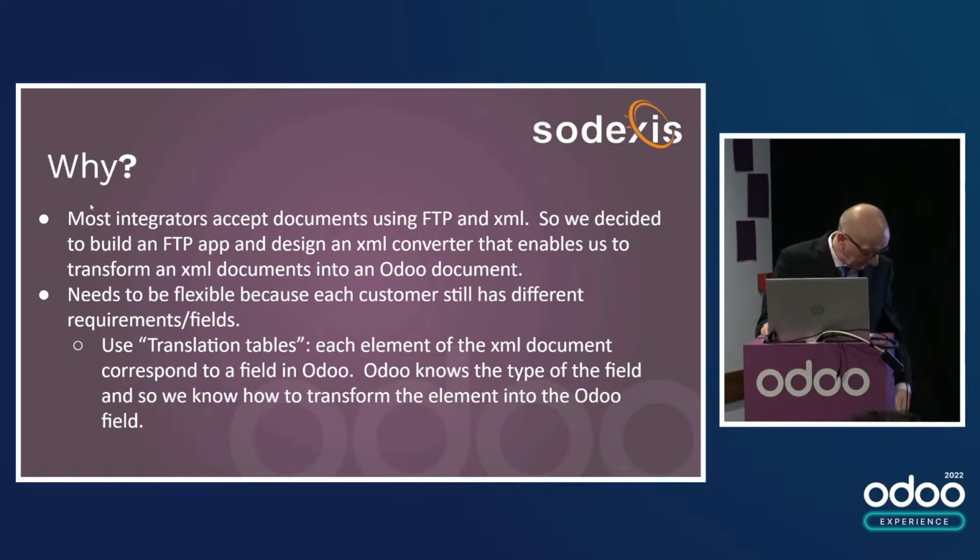And what we noticed is that most of those integrators send and receive documents using FTP and XML. That's the reason we decided to build not only an FTP app within Odoo, but also to design an XML converter that enables us to transform an XML document into an Odoo document, okay? It seemed to be a common denominator of all those integrators, so that's what made sense to us, okay? This way we could connect to basically any integrator, okay?